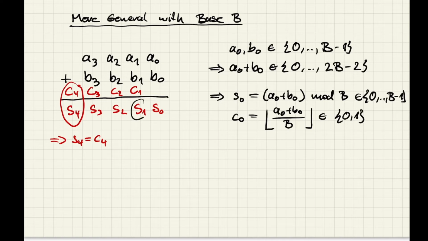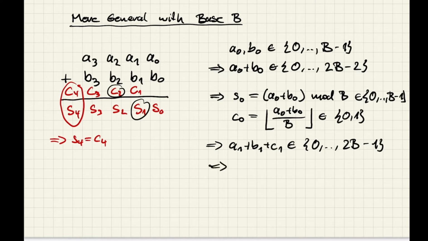Now for computing S1 and C1 we can do similar thinking. A1 plus B1 plus C1 is some value in the range from 0 to 2 uppercase B minus 1. And then of course S1 also would just be the remainder after adding these digits here and dividing it by uppercase B.